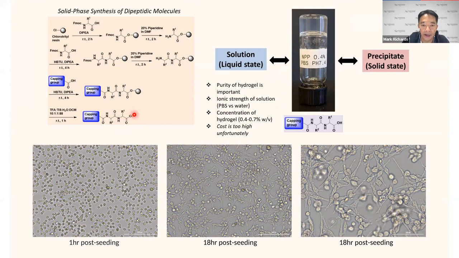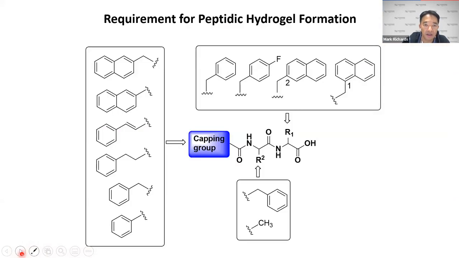So the pictures over here at the bottom of the slide show fish cells which have been seeded on a dipeptide hydrogel 18 hours post-seeding. So they do attach and spread out. We can also incorporate RGD groups into the hydrogels to improve attachment. You may be wondering what the identity of the capping groups and R groups are, and so I can disclose them. These are the chemical structures of what our capping groups look like and the different R groups, enabling this dipeptide to self-assemble to form a hydrogel.